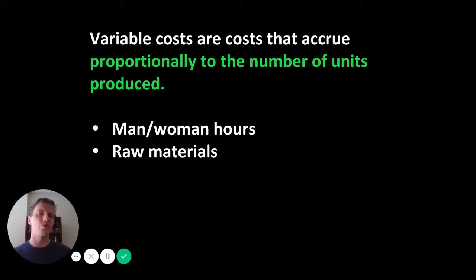Also, raw materials. So the example for power plants would be fuel costs. The more electricity you produce at a coal plant, the more coal you need.